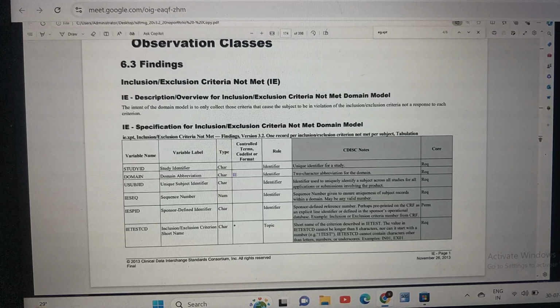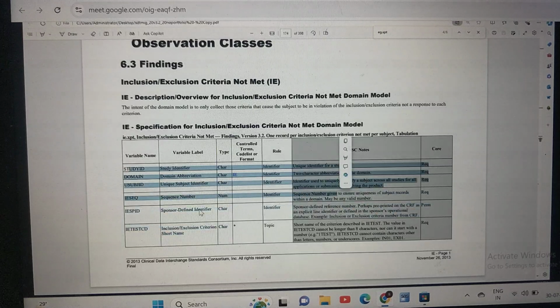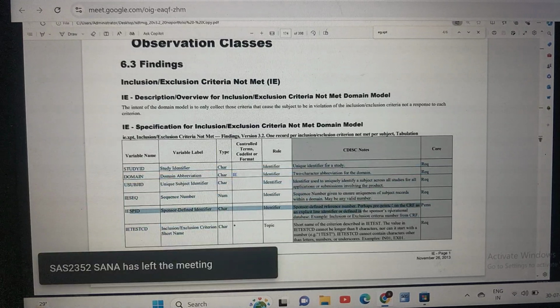Okay, so that is inclusion exclusion criteria. The trial-related inclusion and exclusion criteria information will map to the TA domain, trial inclusion and exclusion criteria. The subject level information will map to the IE domain. This comes under the findings domain. Here we don't have many variables. These four variables you already know, the sequence and all these things, and then the sponsor ID is a sponsor-specific ID we can create.